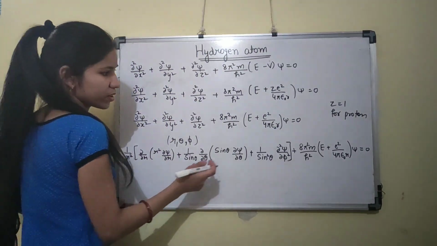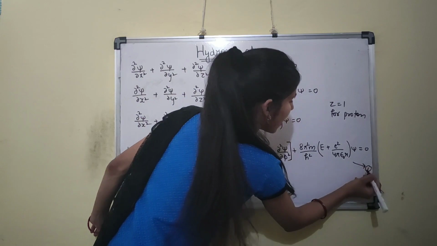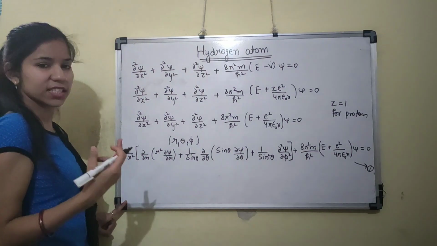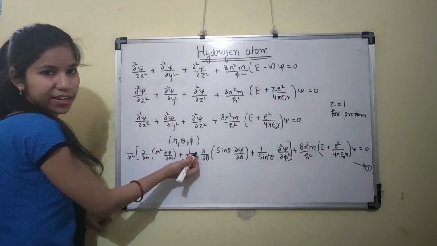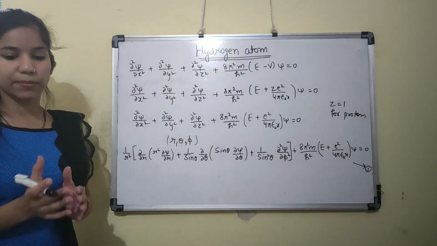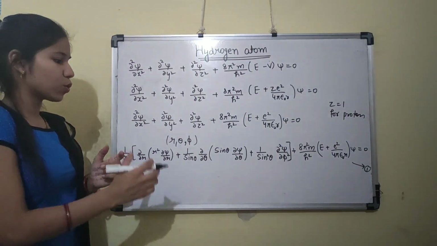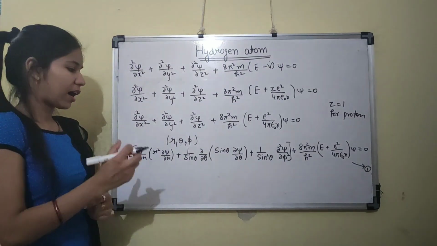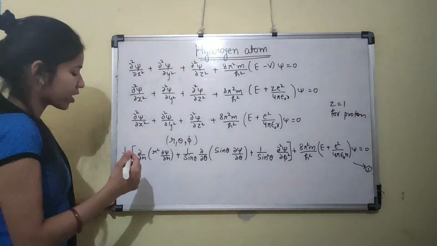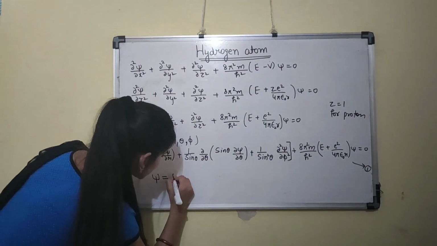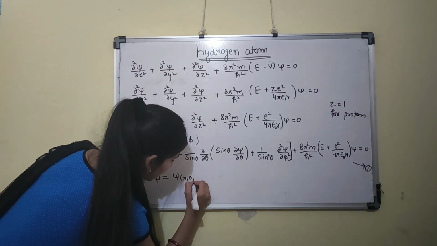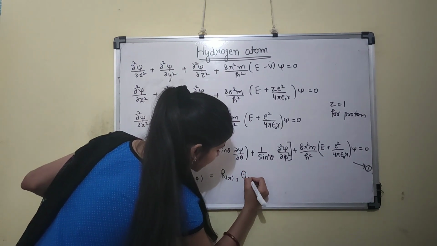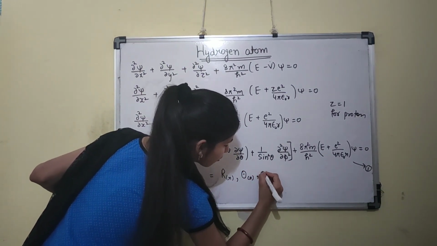Now this is equation 1, and this is a second order differential equation which has three variables, that is r, theta and phi. In order to separate these variables, it is necessary to assume that psi is a product of three functions, that is R of r, Theta of theta and Phi of phi. So the equation becomes psi of r, theta, phi equals R times Theta times Phi.